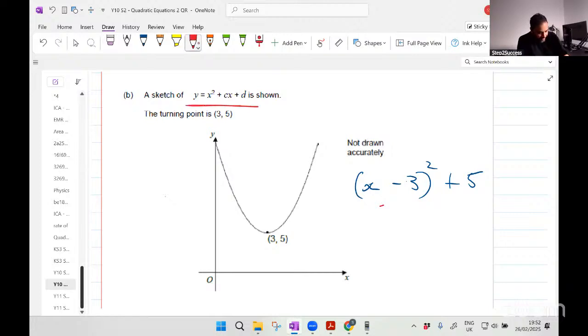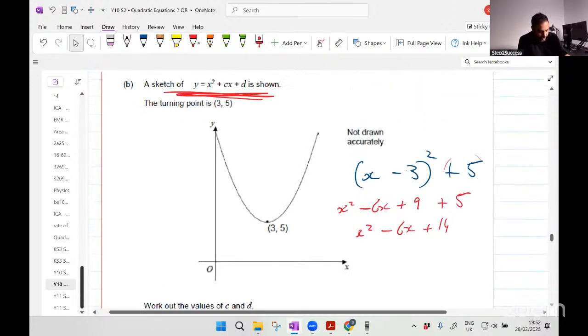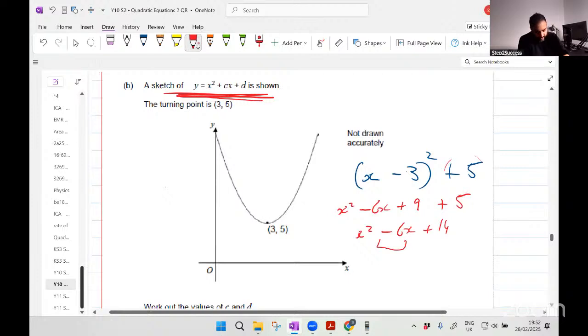Because they want the answer looking like this, what I now need to do is expand all of this back out again. If you expand the bracket, it will give you x squared minus 6x plus 9, and you'll add a 5 onto it, and therefore you'll have x squared minus 6x plus 14. Now it looks like the answer there, and you've done it. C and D. C is minus 6, D is 14.